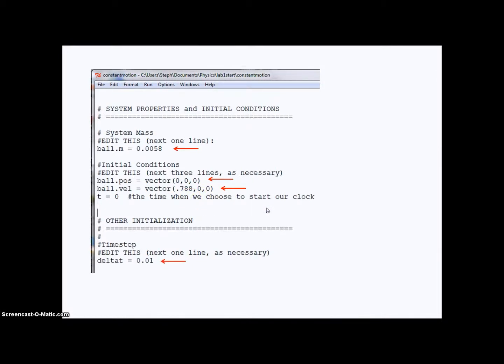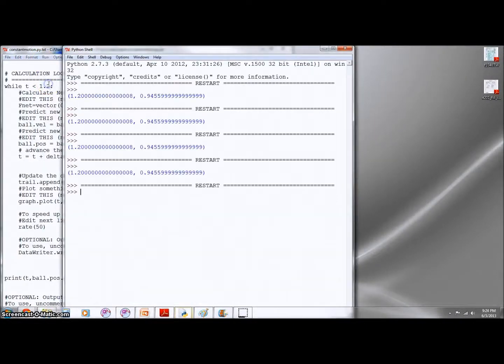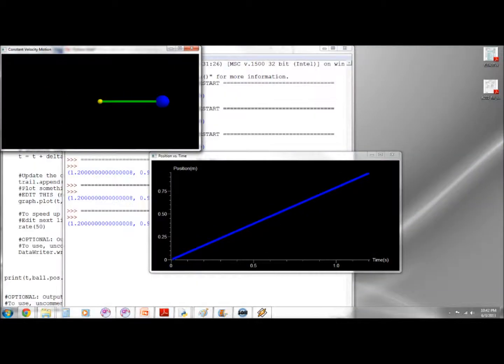I've set delta t to 0.01. The program will predict the ball's velocity for 1.2 seconds, which is approximately the same length of time as the video clip. As discussed before, F net is equal to 0. When I run the program, you can see the ball's motion in the first window and a graph of the ball's position versus time in the second window.